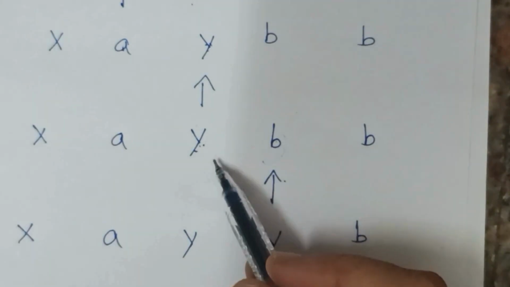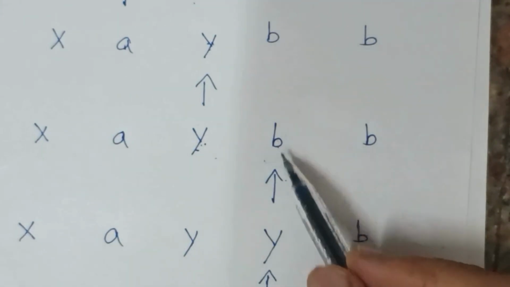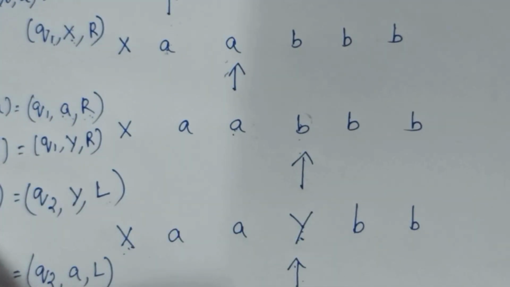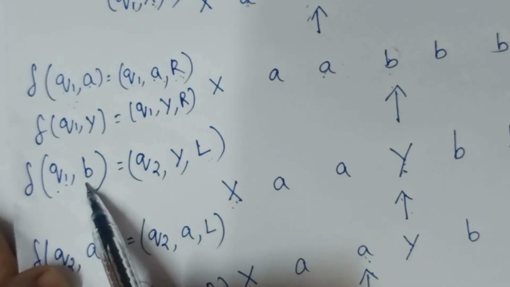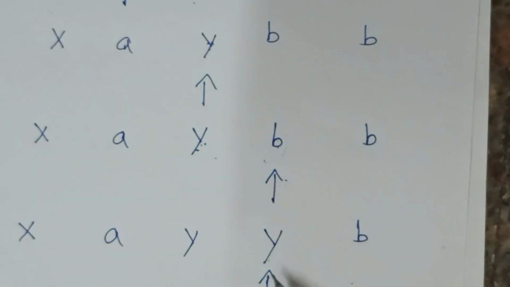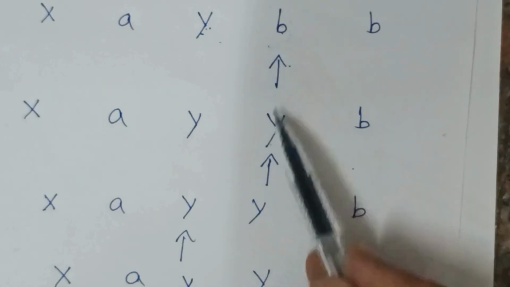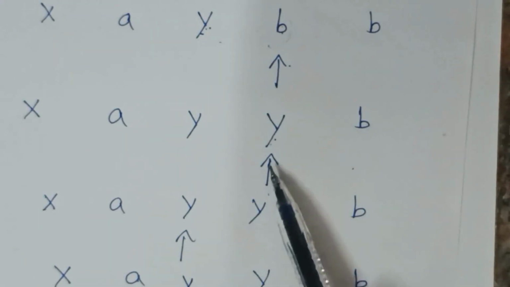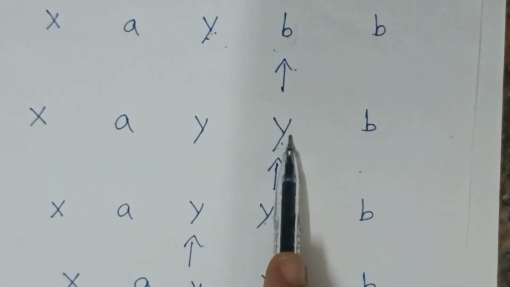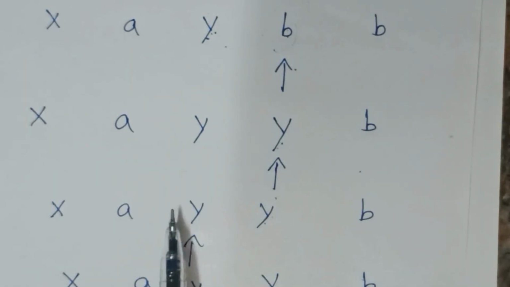We are in state Q1. Q1 after reading B, replace that with Y. That function we have. Q1 after reading B, replace that B with Y and move to left. Same thing, reading B, writing Y, and now move to left.